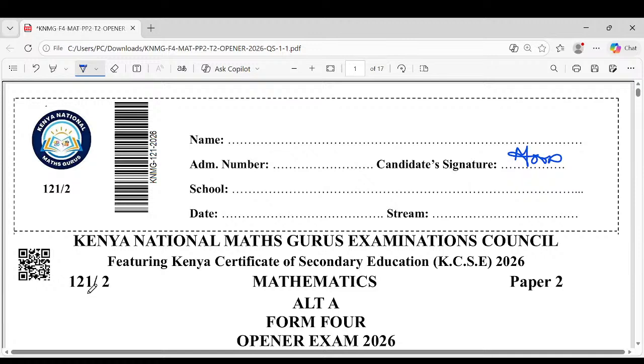We are going to discuss the Kenya National Examination Council Mathematics Paper 2, Section 1 of this paper.